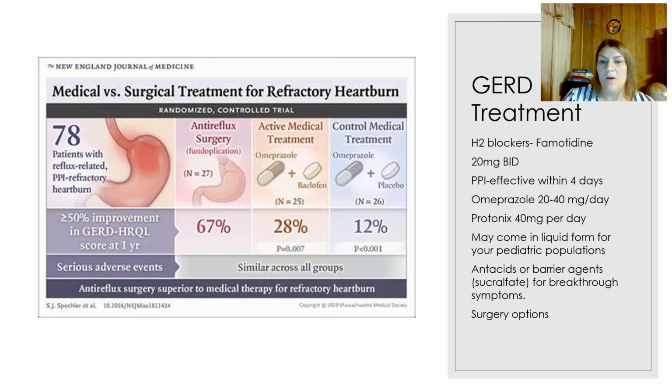Some more treatment can be your H2 blockers like famotidine, 20 milligrams BID. You can do your PPIs, but they usually take a couple days to become effective. They're not instant. And these do come in liquid form for your pediatric population. You can do antacids and barrier agents such as sucralfate for breakthrough symptoms, and surgery is also an option if you've exhausted all treatment options and they need a surgical consult.